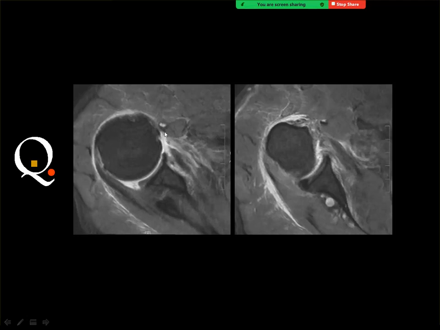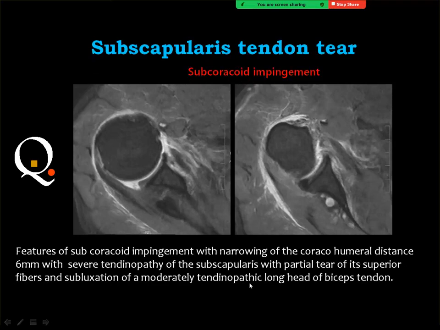Normally, this distance ranges from 8 to 11 millimeters, but here it may be only 2 millimeters, and this is known as subcoracoid impingement. When the distance between the coracoid and the humeral head is narrow, this is known as subcoracoid impingement, and this is one of the reasonable causes of tear in the subscapularis tendon.